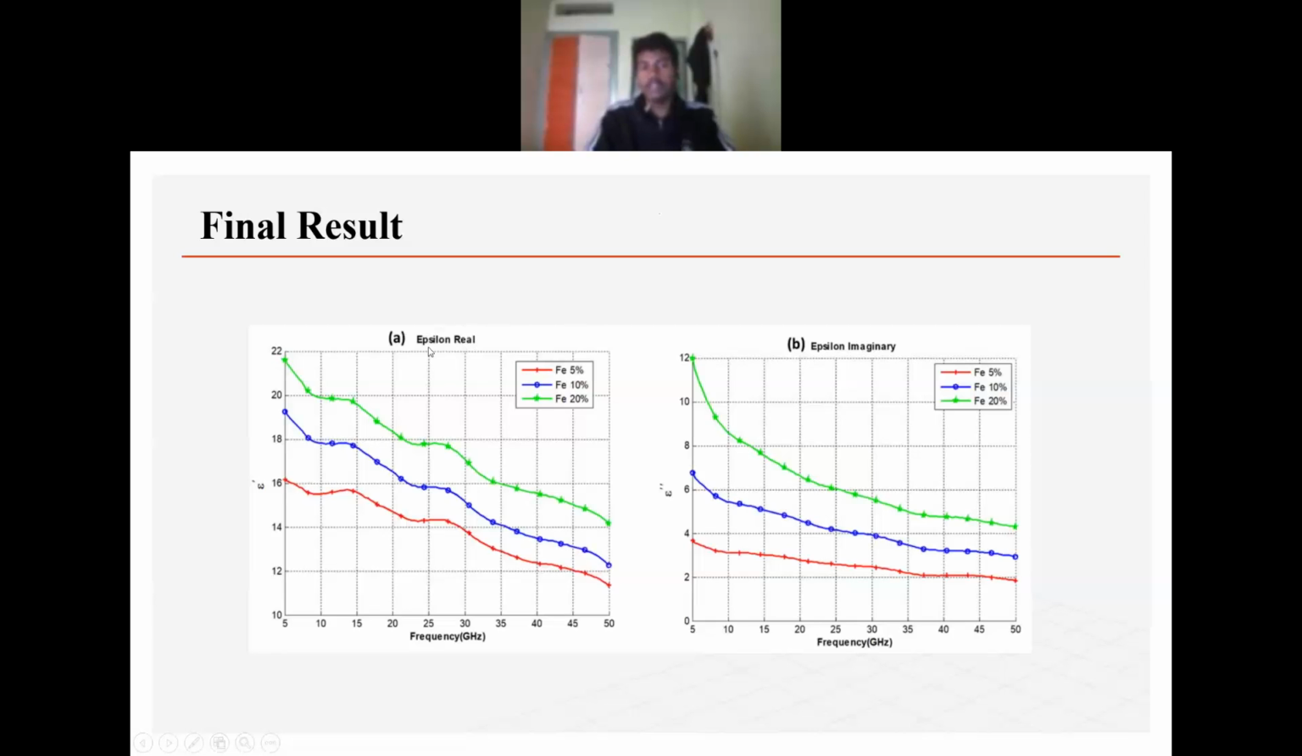Epsilon real represents how much electrical energy is stored, and epsilon imaginary represents how much energy is lost due to conversion of electrical energy into heat energy. So in the final result, we can show epsilon real and epsilon imaginary as they vary with frequency.